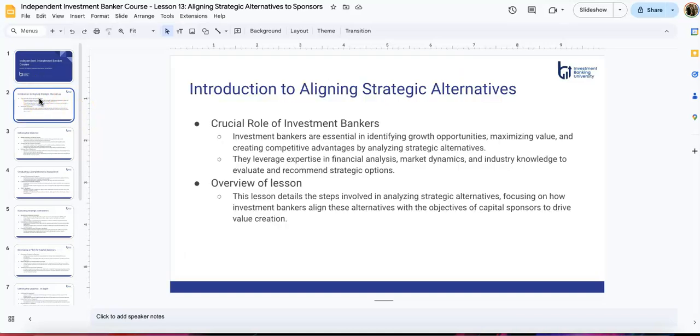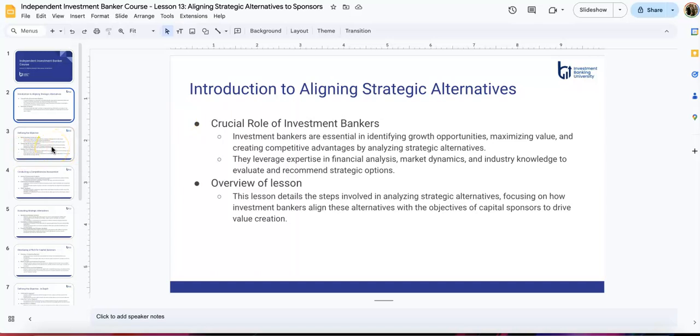So, introduction to aligning strategic alternatives: the crucial role of investment bankers in identifying growth opportunities, maximizing value, and creating competitive advantages by analyzing strategic alternatives. They leverage expertise in financial analysis, doing the quantitative aspect of modeling out these alternatives and the implications on the existing financial statements of the organization, and seeing whether the option is accretive or dilutive from an M&A perspective, if it's strategic, or if it adds value, or what the return is, etc. And so we have a lot of different quantitative metrics that we can lean into to help generate those insights, to help them make the correct decision.